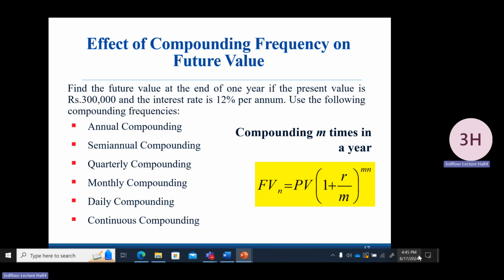What is the compounding frequency per year? What is the given? The compounding frequency is semi-annual. How much would you have at the end of the year?